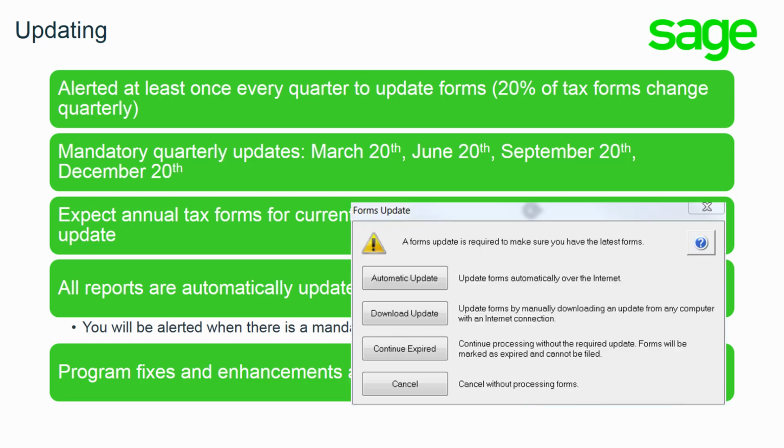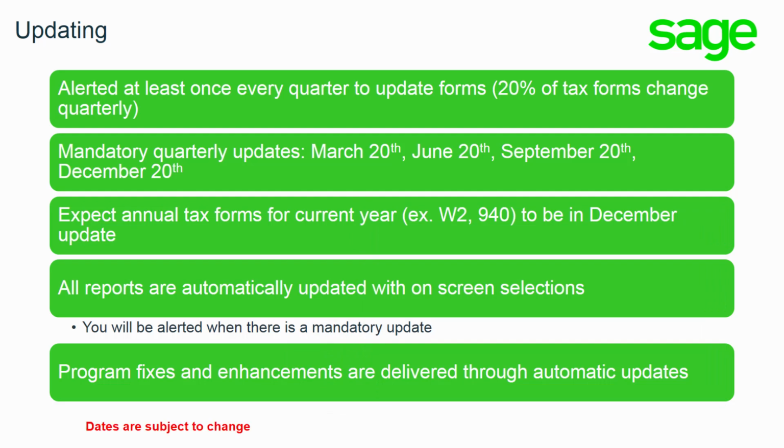And you would see something like this. So a forms update is required to make sure you have the latest form. At this point, if you are connected to the internet, you can select an automatic update to update your forms automatically. You can download the forms by selecting the download update, and then you can update with any computer from an internet connection. You can even continue the processing without the required update. However, forms will be marked as expired and cannot be filed, or you can cancel out of the routine. Now recall that all these dates are subject to change as far as the updates.